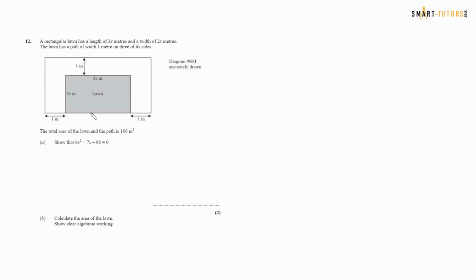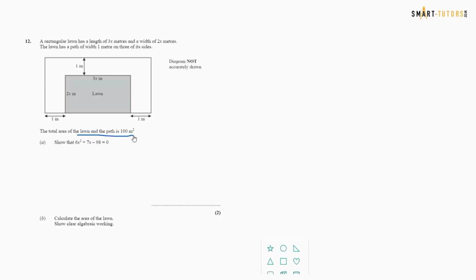The diagram is given. The total area of the lawn and the path is 100 meters squared. Show that the quadratic equation equals 0. So this is exactly the same as question number 7 in the same tutorial. We are expecting a similar kind of question in the 2019 GCSE paper. So in the quadratic chapter, the diagram, proving and finding the solution, that type of question we are expecting. So let's do this question.